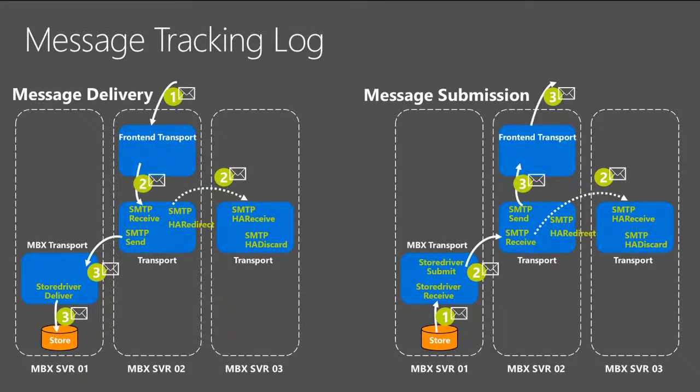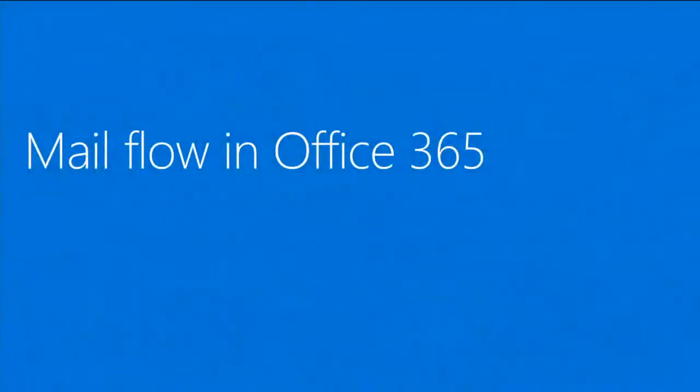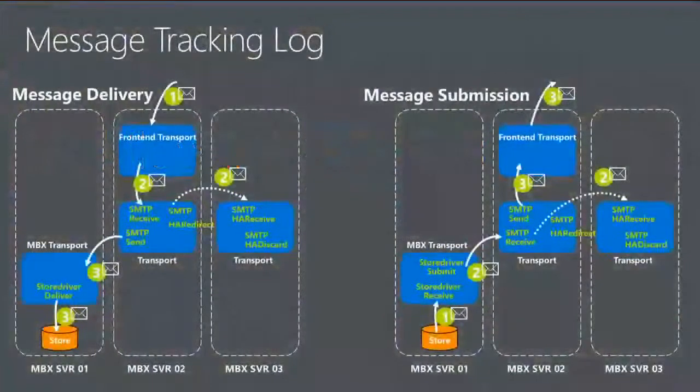What about on the way back from the store? When it submits the message, you will see a store driver receive. That's receiving the message over MAPI. Store driver submit is submitting it from a mailbox transport to the SMTP receive to the transport service. Oops, sorry, I forgot I had no animation on this one. The SMTP receive on this box.